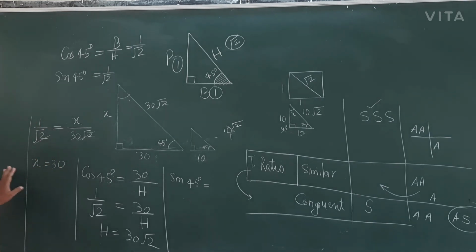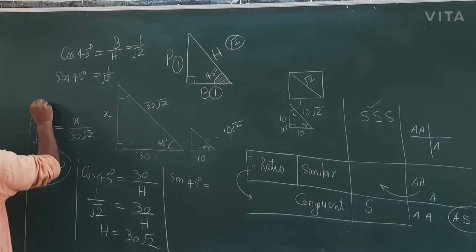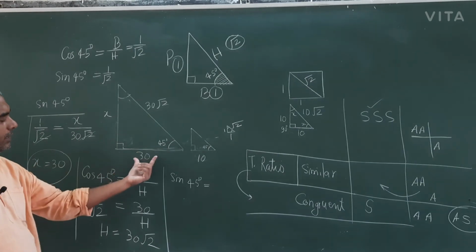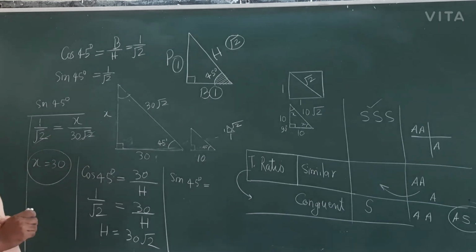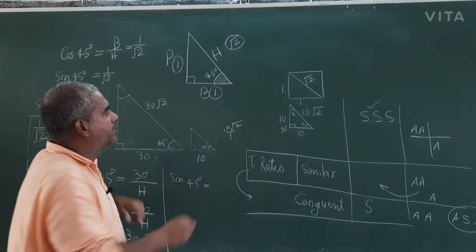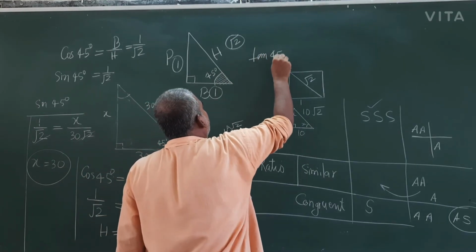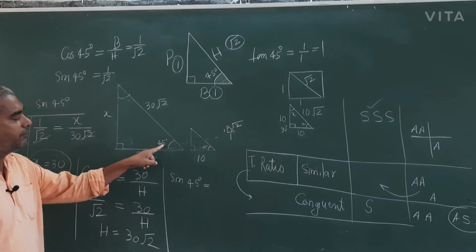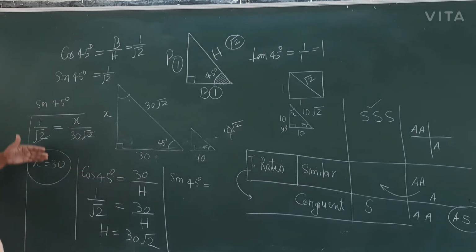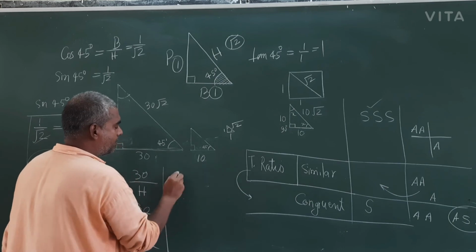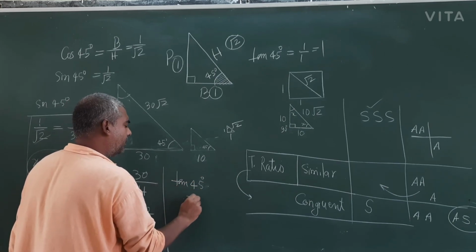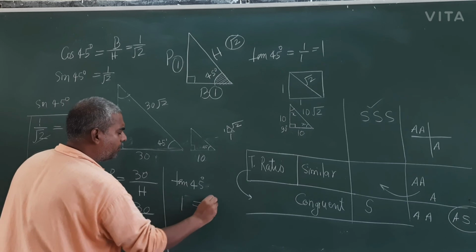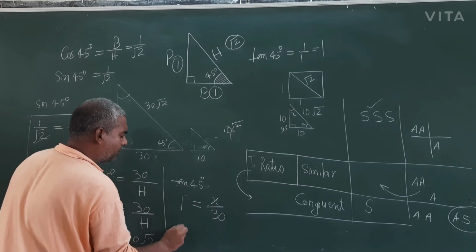There is another method. I have used sin 45 and cos 45. To calculate the base and the perpendicular, you can use tan 45 also. Tan 45 is perpendicular by base, which is 1 upon 1, means 1. So similarly, x upon 30, tan 45 is 1, so 1 is equal to x upon 30. So x is equal to 30.